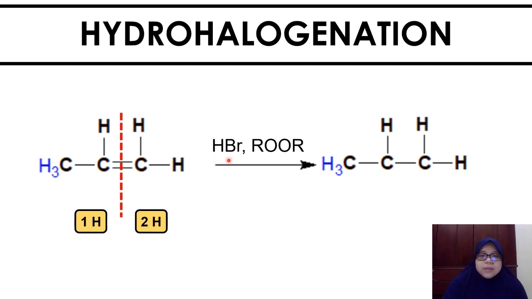the hydrogen of HBr will be added to the carbon with less hydrogen, while bromine will be added to the carbon that has more hydrogen. So hydrogen will be attached here, to the carbon on the left side, while bromine will be attached to the carbon on the right side. Okay, this anti-Markovnikov rule happens when our HBr is dissolved in peroxide.